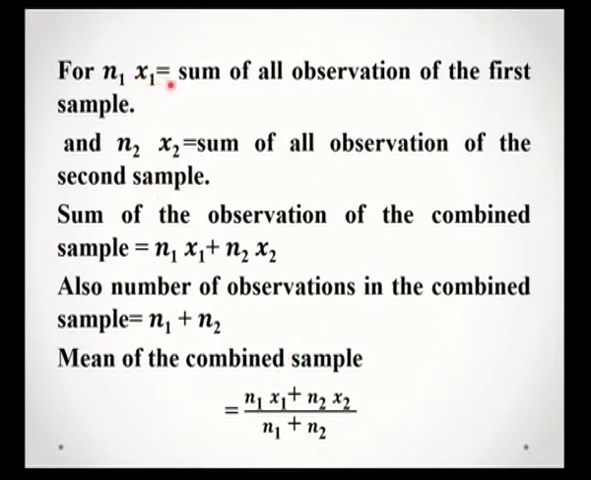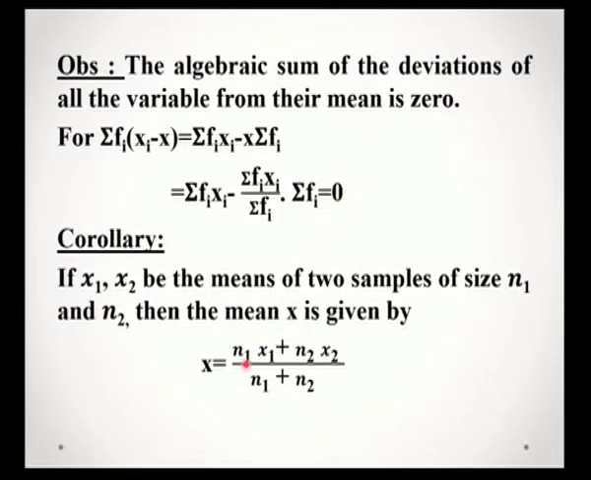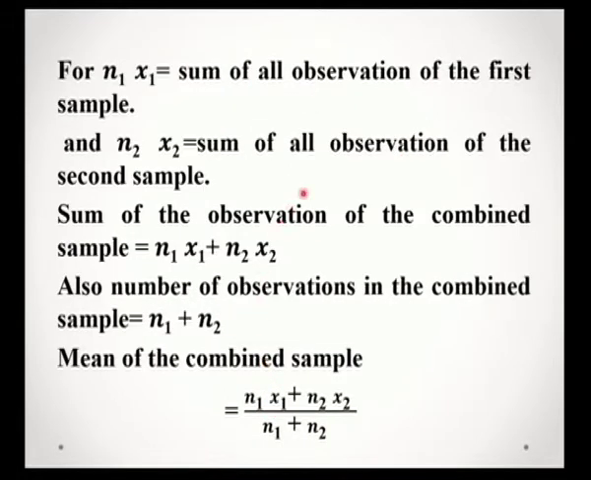There n1 x1 is equal to the sum of all observations of the first sample. In this, n1 x1 is the sum of all observations of the first sample. Then n2 x2 is the sum of all observations of the second sample. Then the sum of the observations of the combined sample is equal to n1 x1 plus n2 x2. Then this n1 plus n2 is the number of observations in the combined sample. So, the mean of the combined sample can be obtained like this.